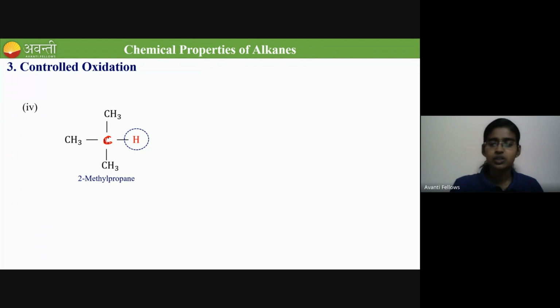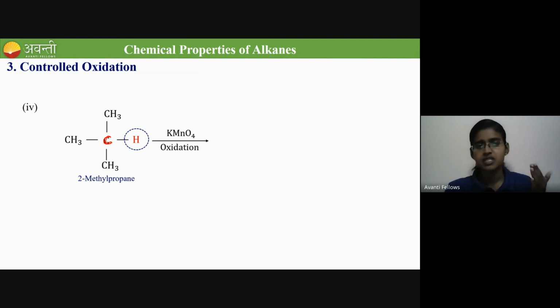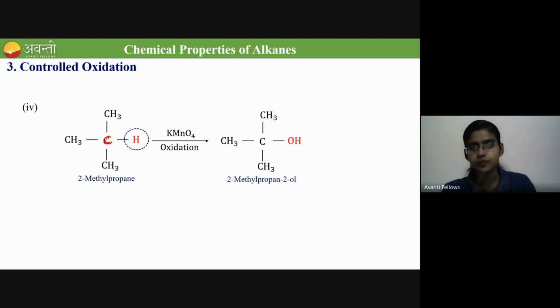Got it? Now to this compound which is having tertiary hydrogen, I am going to add KMnO4. So what is the role of KMnO4? It is potassium permanganate, which is a strong oxidizing agent. So oxidation occurs here. Now this tertiary carbon is getting oxidized to tertiary alcohol. This is called tertiary alcohol. Okay, oxygen is added, no? So it is oxidation. Now the name of this compound is 2-methyl propan-2-ol.